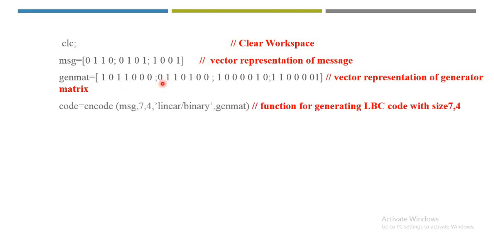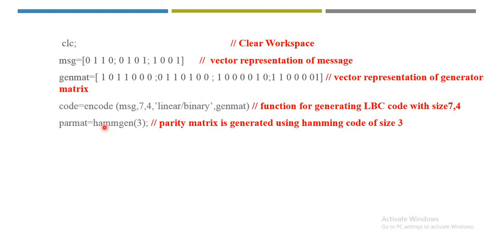Then the first command which we are writing is for coding. For coding we are using the function encode, which encodes the message that was already declared. 7 by 4 is the size, the technique we are using is 'linear', comma, 'binary', and the generator matrix for reference is genmat. So this is the function for generating the LBC code with a size of 7 by 4.